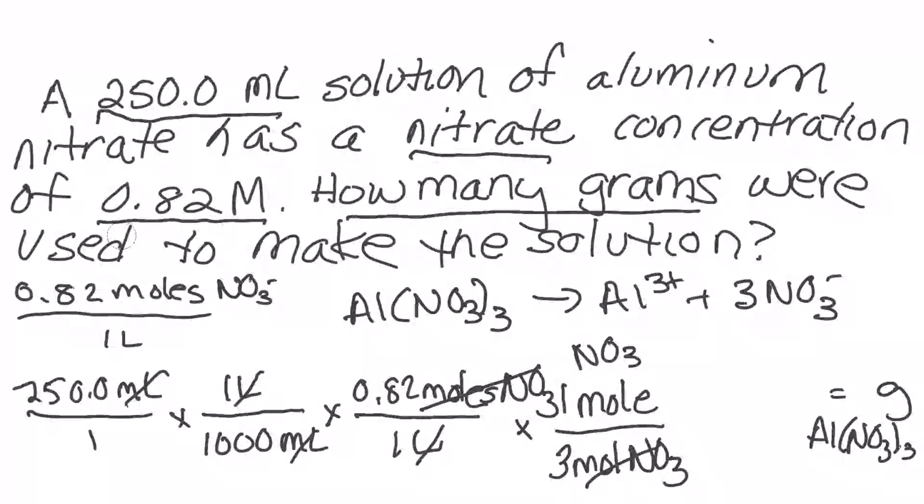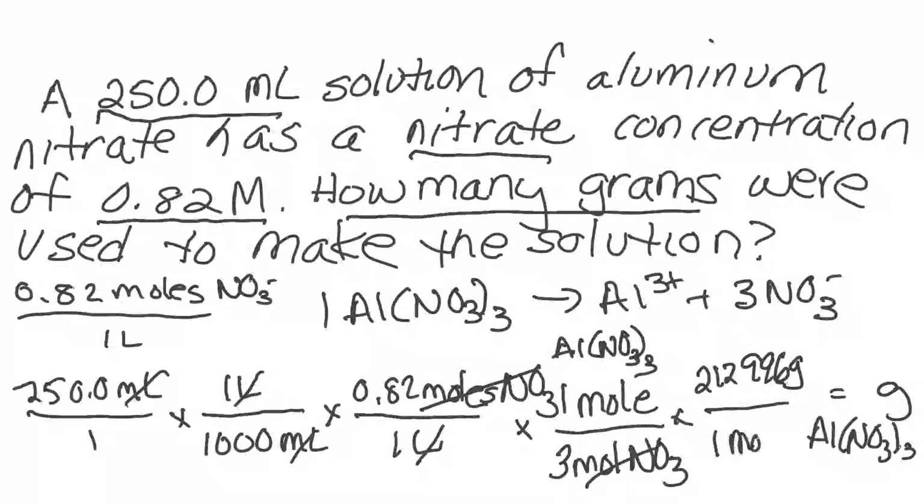Let me write aluminum nitrate. I get this from the balanced equation, because every 1 aluminum nitrate breaks into 1 aluminum and 3 nitrates. So now I'm at moles of aluminum nitrate, and now I need to get to grams. So I'm going to use the periodic table. I'm going to look up 1 aluminum, 3 nitrogens, and 9 oxygens, and add that all up together. And I get a grand total of 212.996 grams of aluminum nitrate for every 1 mole of aluminum nitrate.